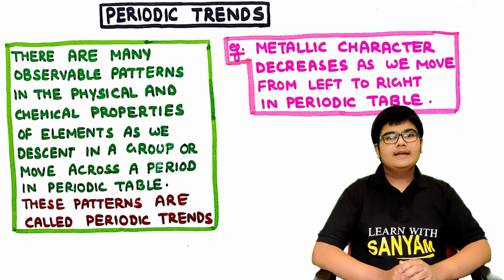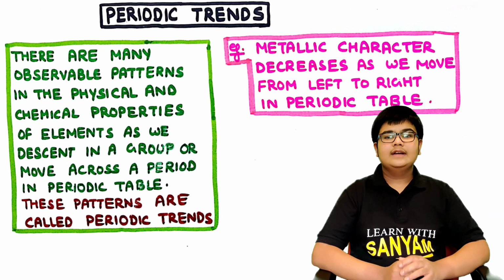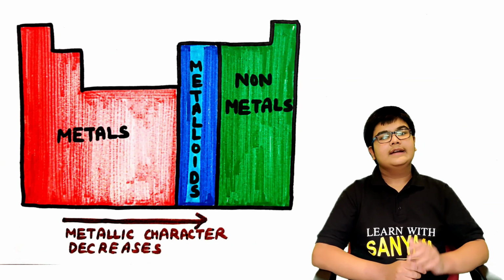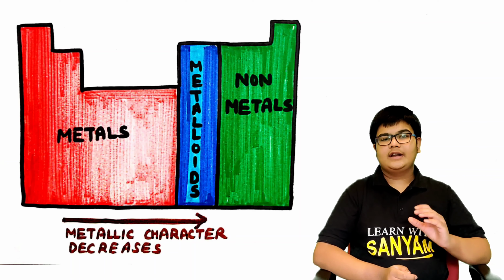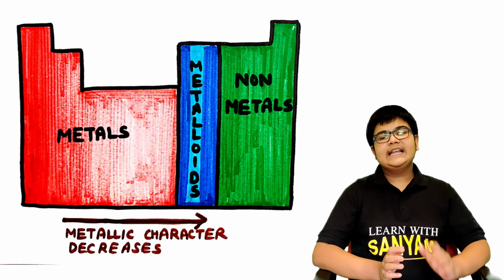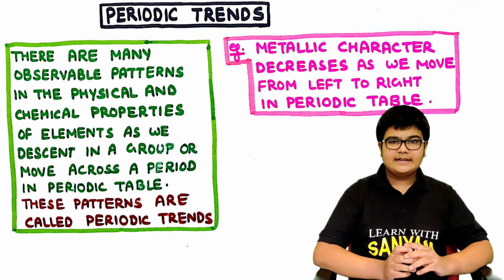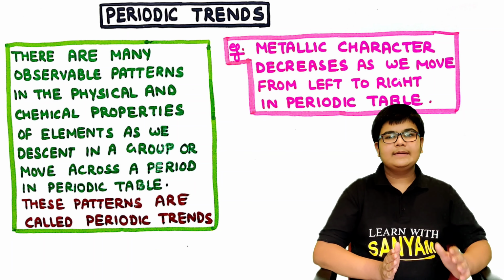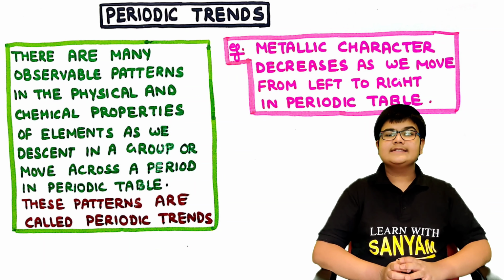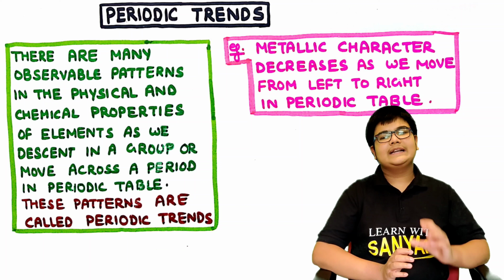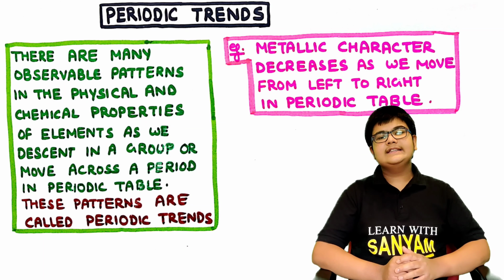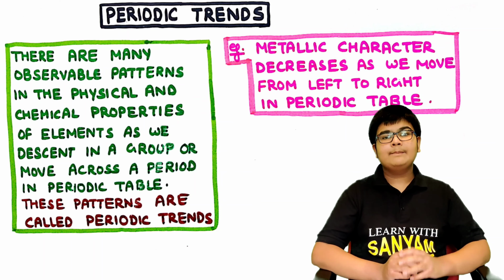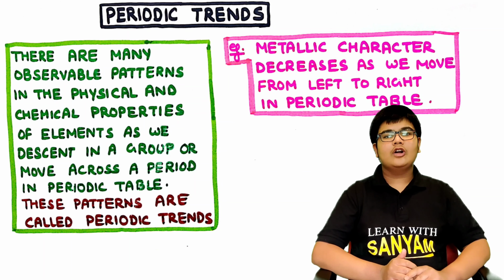For example, we have discussed in the last lecture that metallic character decreases as we move from left to right in a periodic table. Group 1 elements have very high metallic character, but as we move from left to right, the group 18 elements have very low metallic character and they are mostly non-metals. So in this way you can see that there are many observable patterns, and these patterns are called periodic trends.